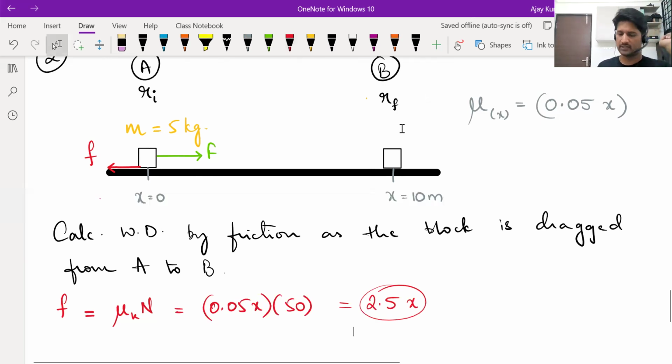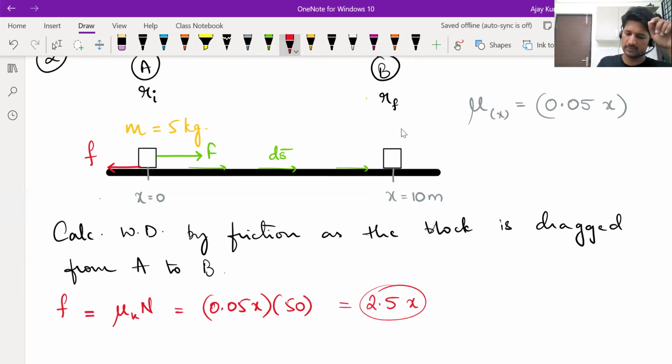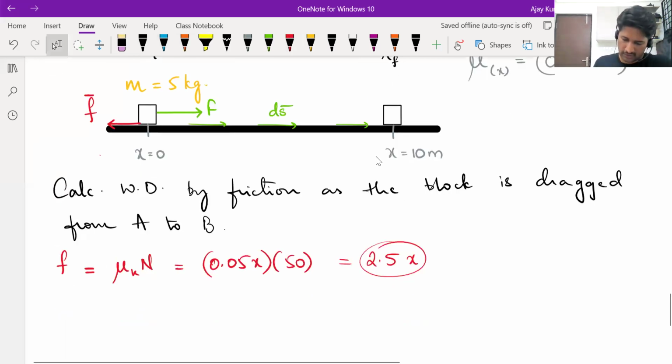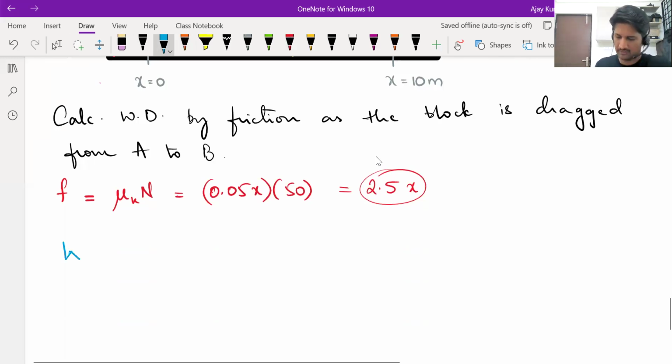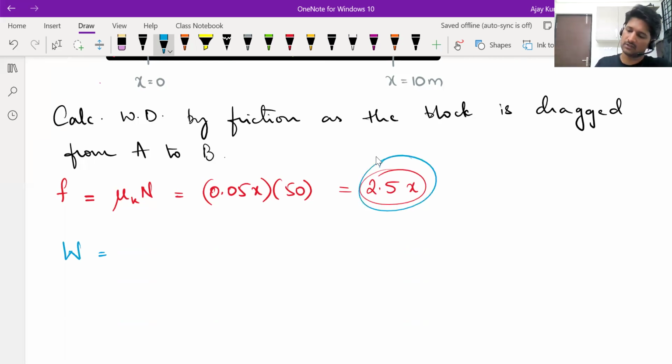And you know direction of friction is always backwards, and the block is moving forward, means the displacement is always forward. So all the ds vectors are in the forward direction. The force is in the backward direction. Angle between them is 180 degrees this time. So if you want to calculate work, tell me the force, it is friction whose work you need to calculate. Is this constant or variable, as the block moves from x equal to 0 to x equal to 10? Pawan, what do you think?